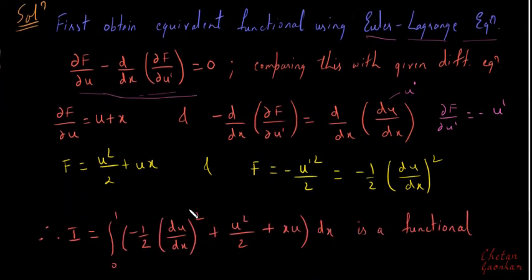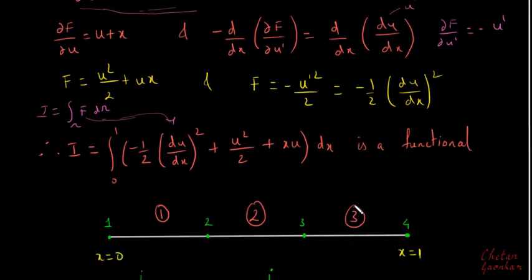And then how we frame this equivalent integral form is, it is nothing but r is equal to the integral of f over the domain. In this case, our domain goes from 0 to 1, and if I look carefully, I have two terms for f. One is minus half du by dx whole square, and the other is u square by 2 plus ux. So if I combine them both, I will get my f as this, because f is nothing but this term plus this term. So this is my functional, or equivalent functional.